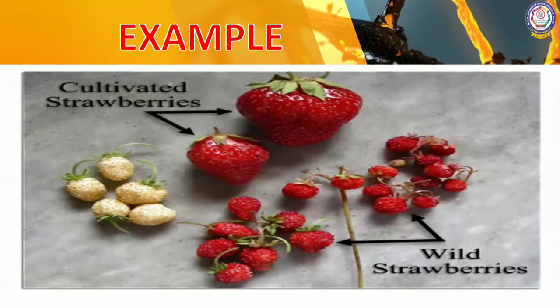Next, we'll see an example for polyploidy. I'll show you 2 types of strawberry. You can see which strawberry looks bigger, whether the wild variety or the polyploid condition. Here, this is a wild variety or normal variety, and this is a cultivated type, a polyploid condition.